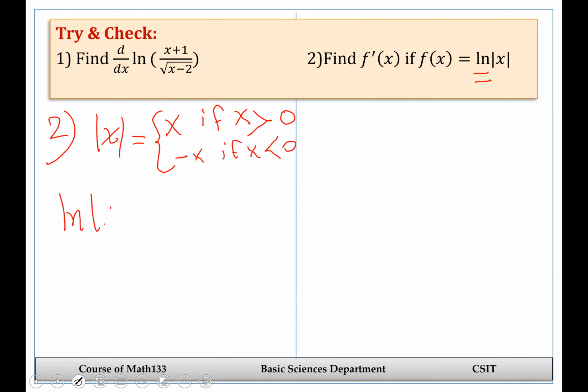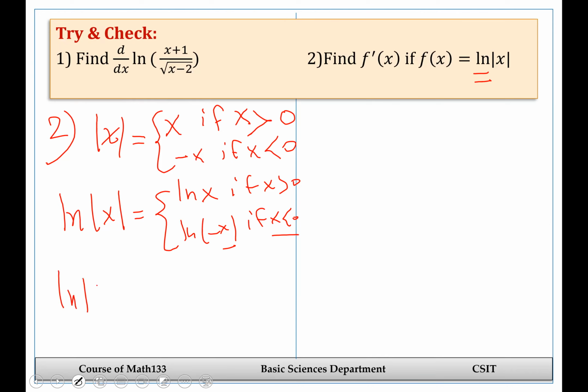Now ln of absolute value of x will be, of course, a piecewise defined function: ln x if x is positive, and ln of minus x if x is negative. And of course, the second one is well defined since x negative means minus x will be positive inside the ln. Now we can differentiate.